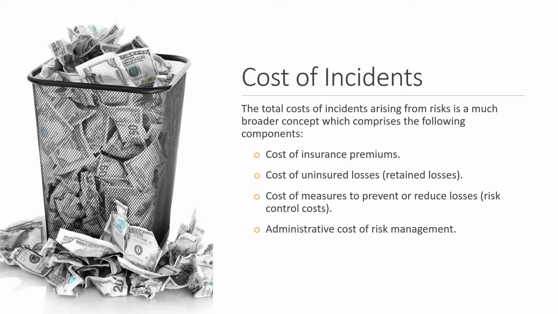The total costs of incidents arising from risks is a much broader concept which comprises the following components. This could be the cost of insurance premiums, the cost of uninsured losses or retained losses, the cost of measures to prevent or reduce losses, as well as the administrative cost of risk management. When it comes to the property loss or damage, there are both tangible and intangible costs.